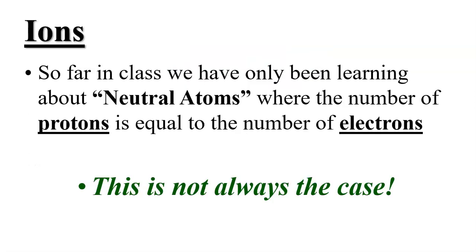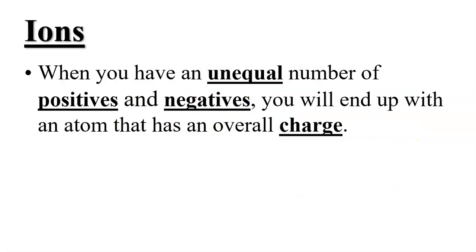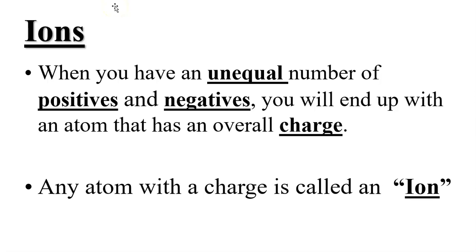All right, so for ions, so far we've only been learning about neutral atoms, okay, where the number of protons is equal to the number of electrons, but this is not always the case, okay? When you have an unequal number of positives and negatives, you will end up with an atom that has an overall charge. This charge can be -1, +2, 0, and so on, okay? Any atom with a charge is called an ion, all right?